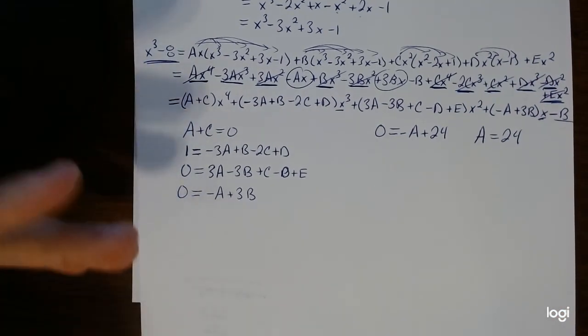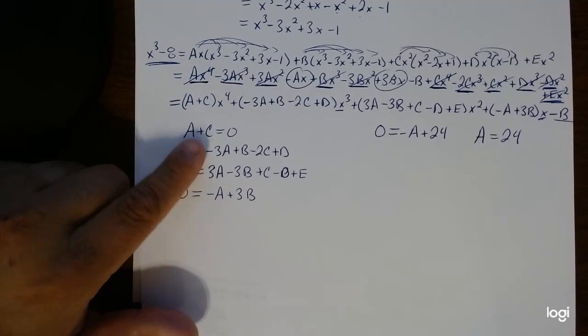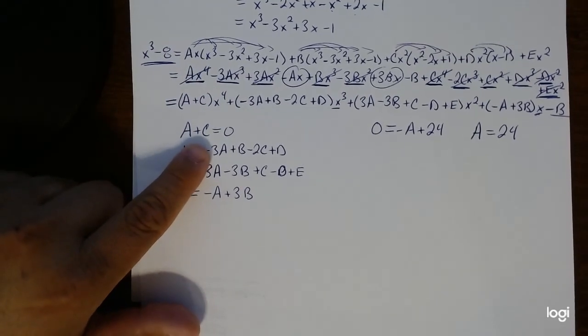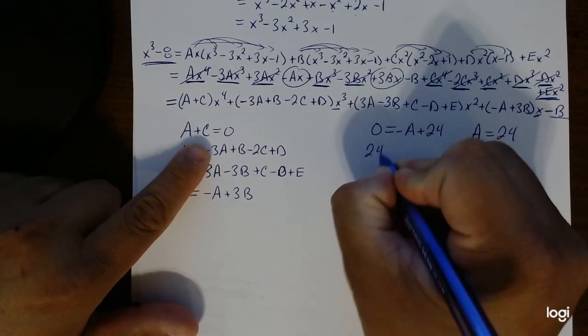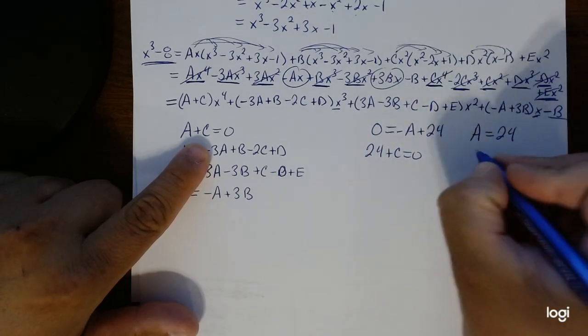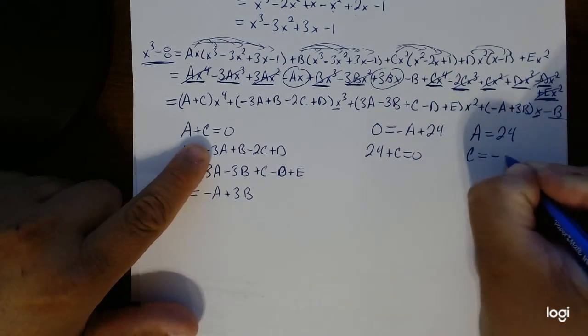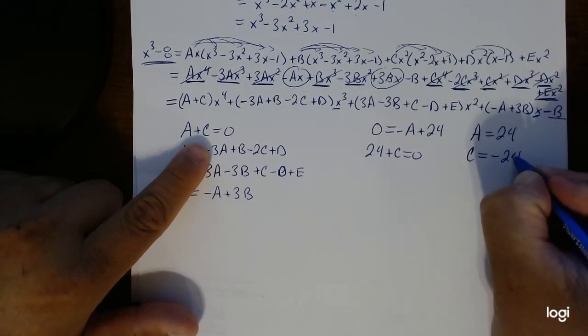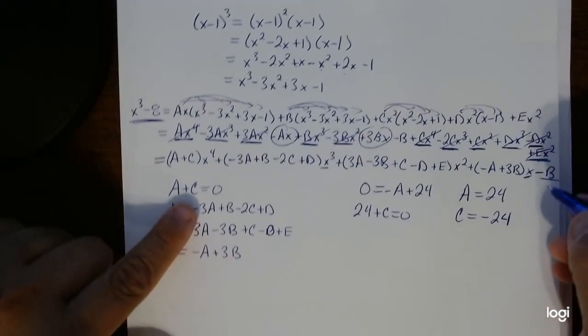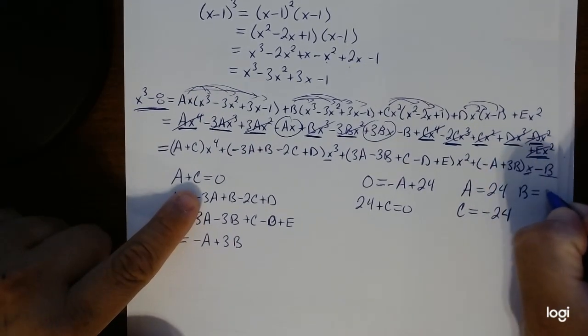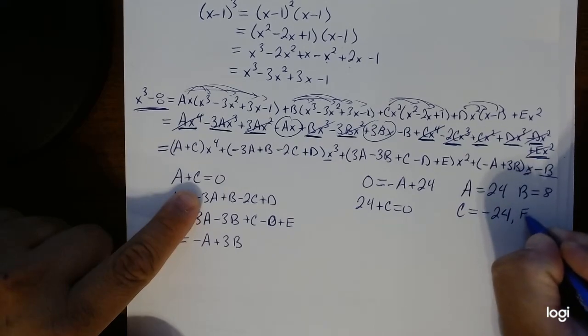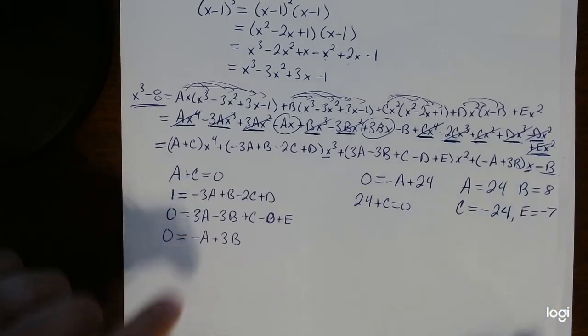And now we just work our way backwards. Let's go over here. Well, we'd solve for c now. So 24 plus c equals 0, so therefore c must equal negative 24. And I'll rewrite the ones we had earlier. So b we found to be 8, and e we found to be negative 7.